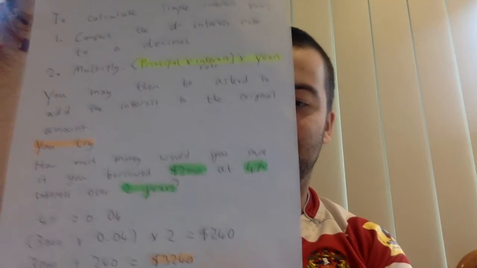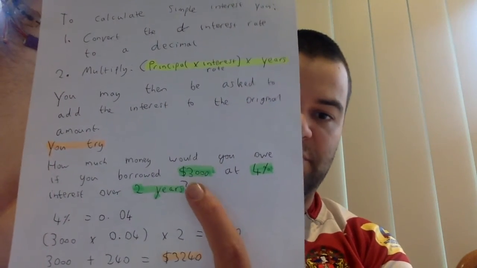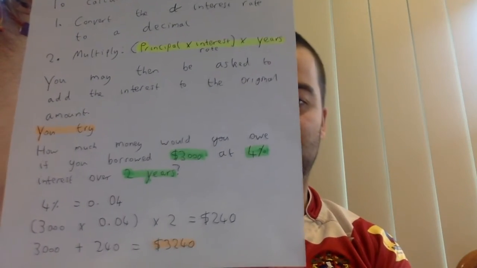So we got that by calculating the interest, which is what I've done here, and then adding it to the original amount that we borrowed, which is $3,000. So overall, $3,240.